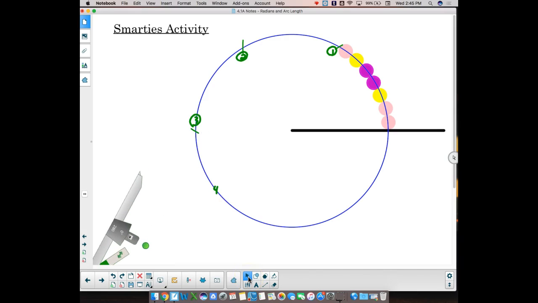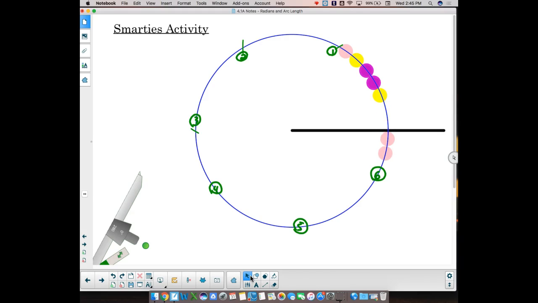And then another one down in there, and then another one down in here, and then another one right there. Right? So it shouldn't have gone all the way around. Okay? And then you should be able to measure this other distance in Smarties.